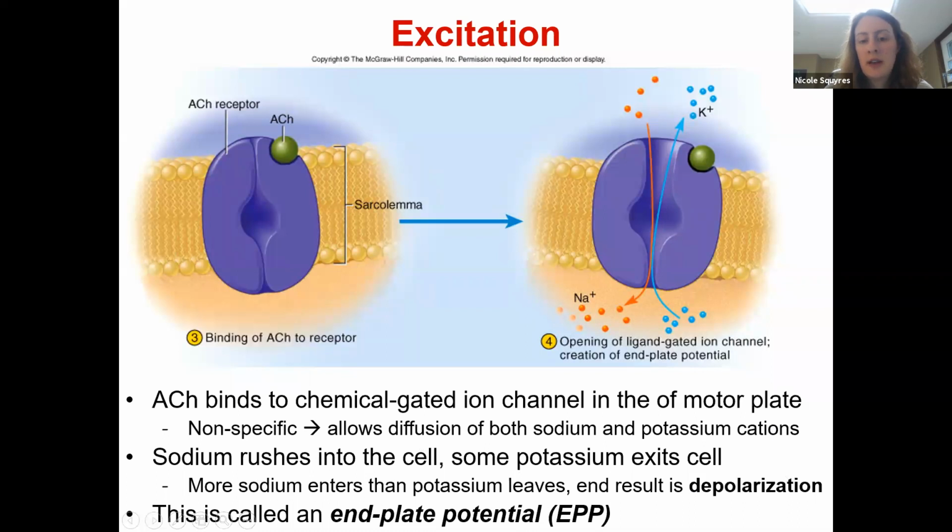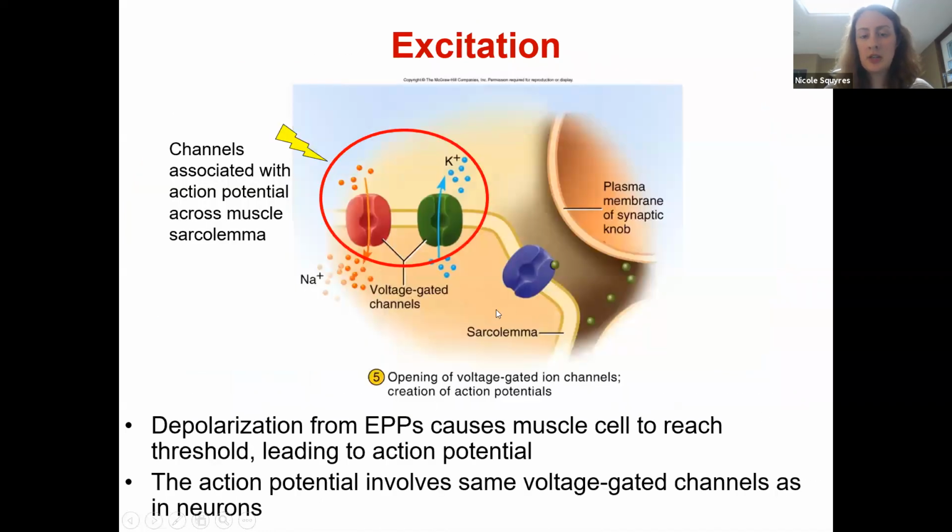Think of it as kind of similar to a graded potential that we would see in a neuron, but it's happening at the end plate of a muscle cell. So we call it an end plate potential. Now that depolarization, similar to a depolarization that we would see with a graded potential, is going to trigger an action potential in the muscle cell. And again, this will happen when it reaches threshold. So there will be a threshold for that cell. And when the membrane potential reaches threshold, you're going to trigger an action potential.